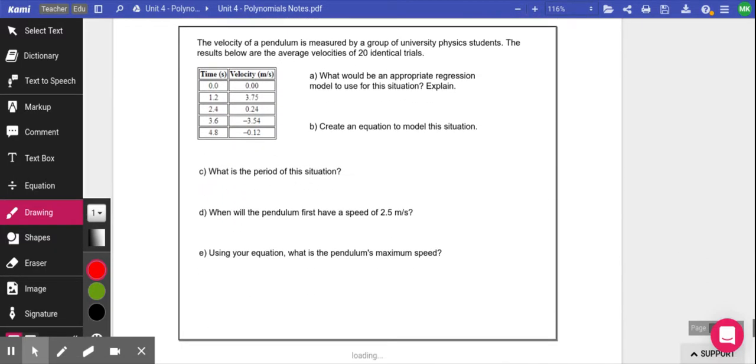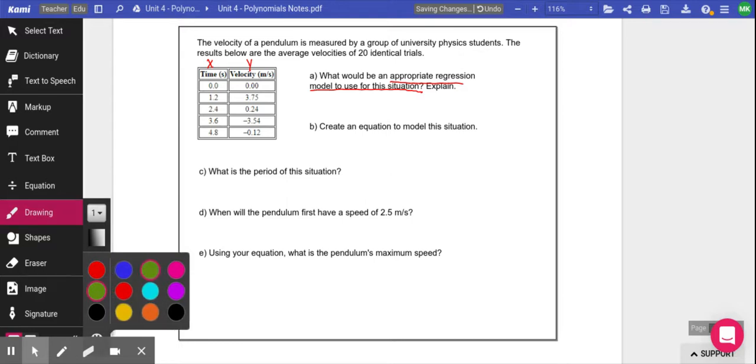All right, question one. This one says the velocity of a pendulum is measured by a group of university physics students. The results below are average velocities of 20 identical trials. They give you time. Time is always kind of our x. They give you velocity, velocity being our y. What would be an appropriate regression model to use for this situation?